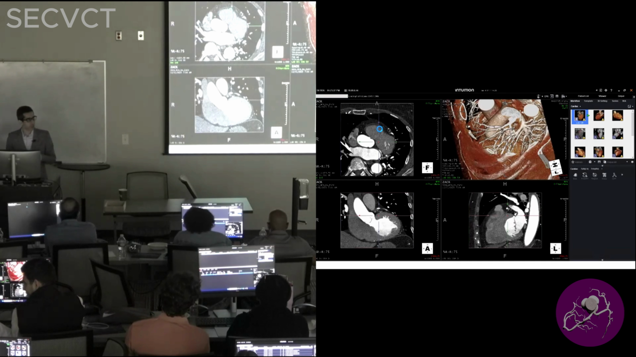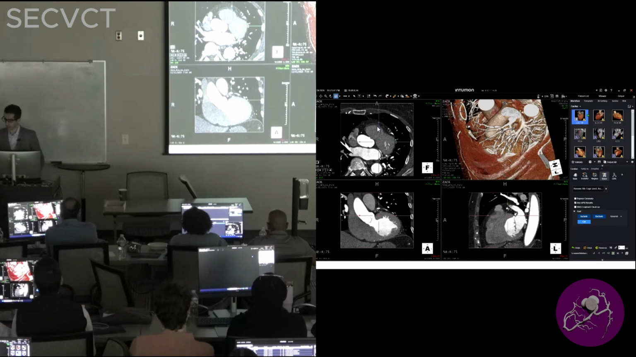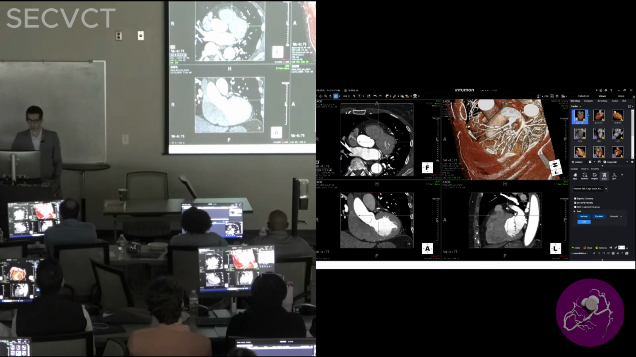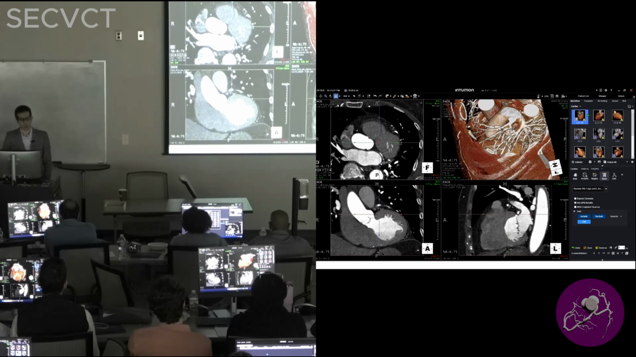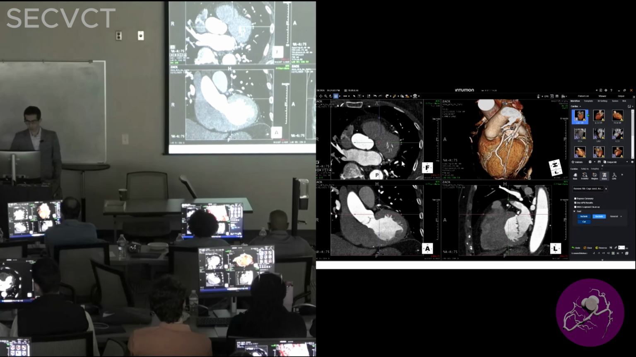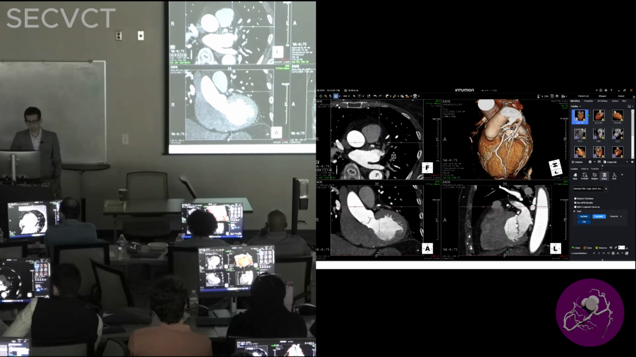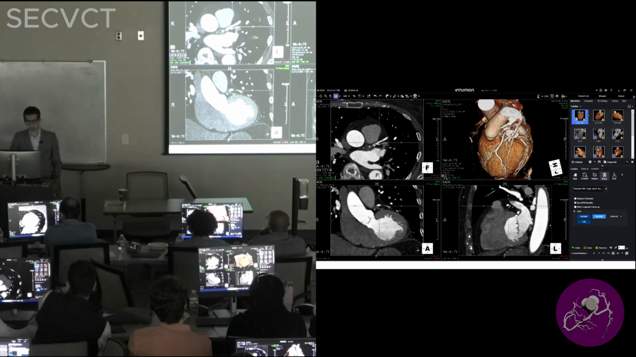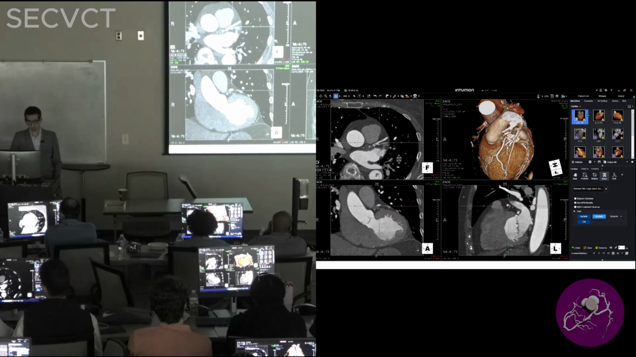So this is a good case, and actually, faculty, I would like your opinion. This is following what Dr. Lima has discussed about the CT-FFR, just to put things together. So let's review this case together. A relatively young person, I believe mid-50s, came with outpatient referral for chest pain. So let's just window it properly.